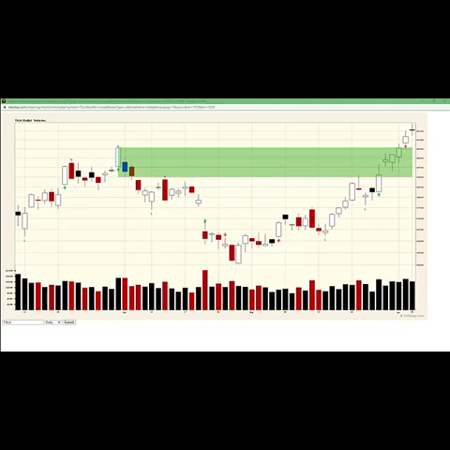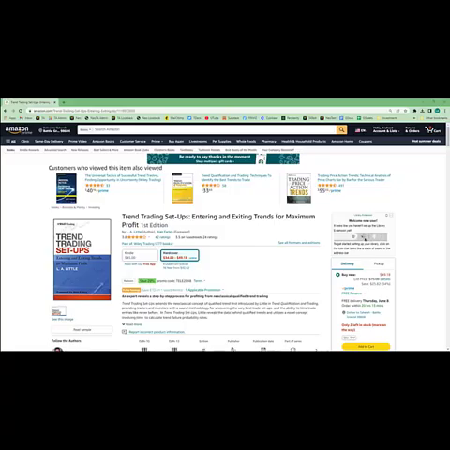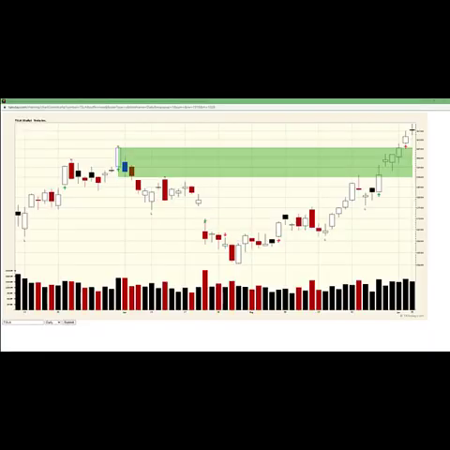What does it mean? I first introduced the concept quite some time back in my trend trading setup book, published by Wiley and available on Amazon. Though there are a lot more details than I'm going to cover here, I want to give you the basic concept. The basic concept is a breakout and then you get a retest. We're going to do the bullish one here.